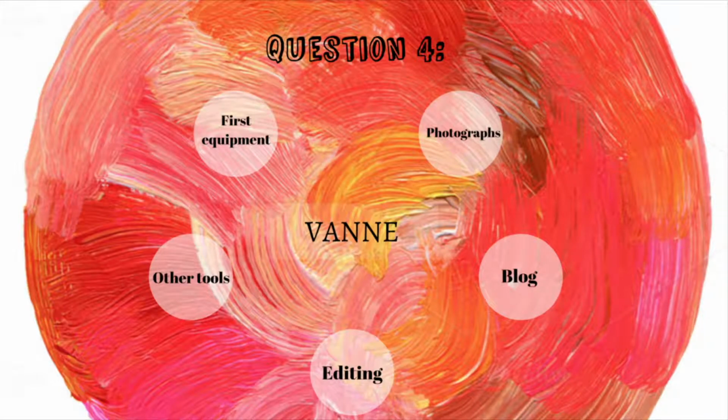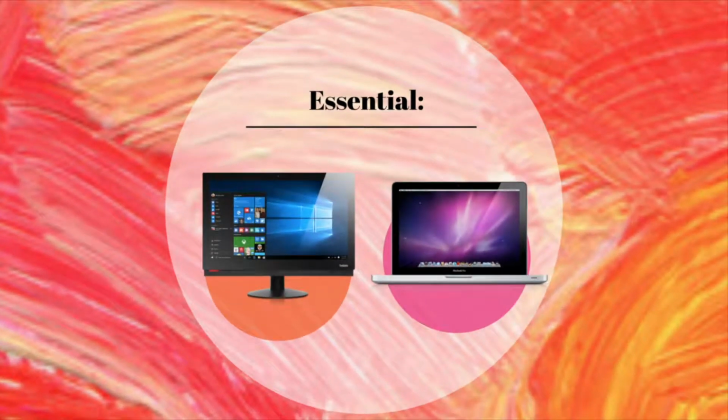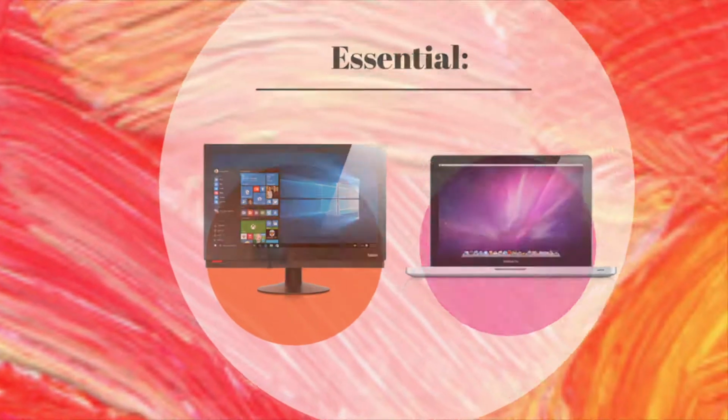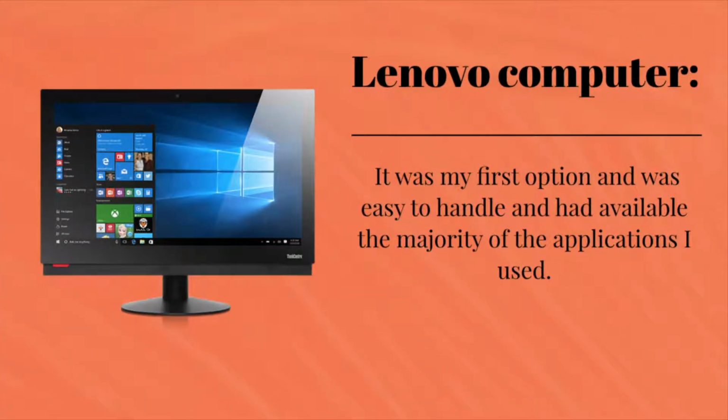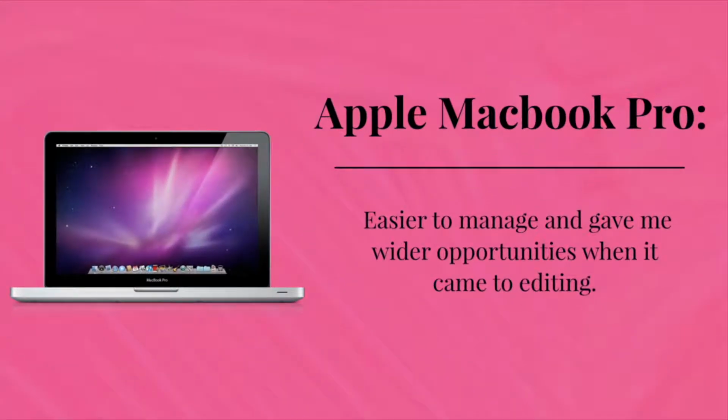Question 4. How did you integrate technologies, software, hardware, and online in this project? During this process, I used different types of technologies and equipment. The first piece of equipment I found essential for producing this project was having a computer available, and I began using a Lenovo computer, where I was able to use the majority of my applications that I will mention later on. Finally, I ended up using an Apple MacBook Pro. This computer was easier to manage and gave me easier and wider opportunities when it came to the editing.